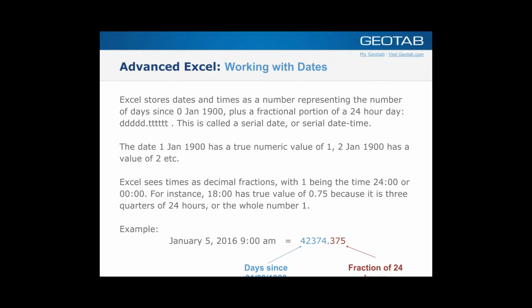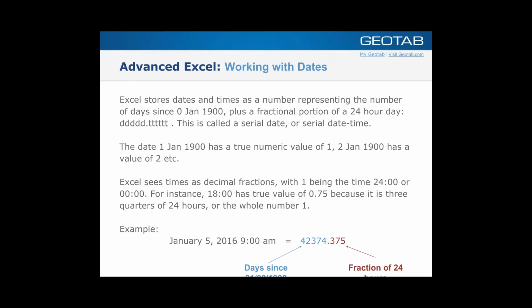The date January 1st, 1900 has a numerical value of 1 because it's 1 day since the very first day in Excel. January 2nd, 1900 has the value of 2, and so forth. Now, if we look at the times, Excel sees the times as decimal fractions, 1 being 24 hours, or 0000. For instance, 1800, which is 6 p.m., has a value of 0.75 because it is 3/4 of 24 hours, or 3/4 of the whole number 1.